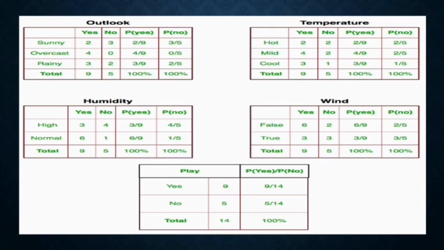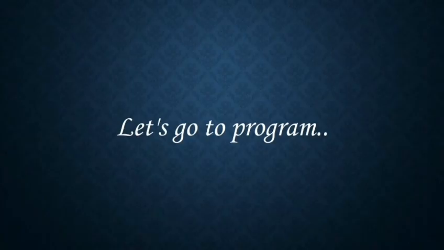Before we go to the program implementation, here we used the probability. The total number of outcomes is 14. The number of favorable outcomes of yes is equal to 9 and the number of favorable outcomes of no is equal to 5. So we choose the maximum number of favorable outcomes, 9 by 14. Hence we play tennis. Now look at the program.